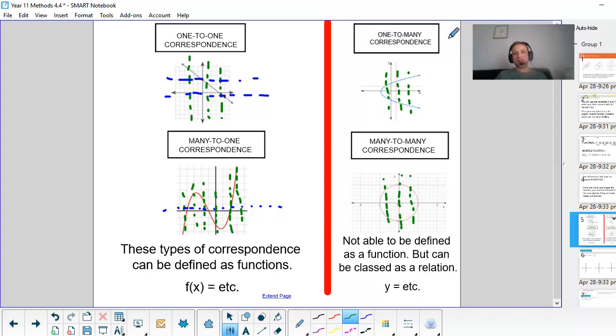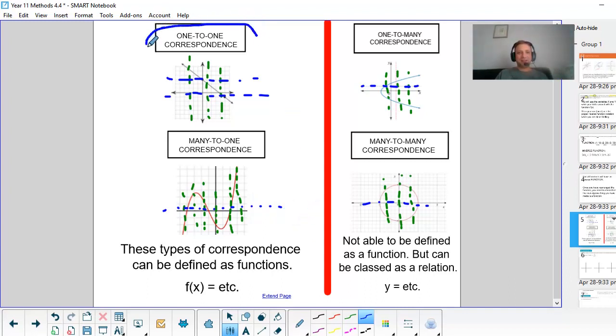This one is a one-to-many correspondence. This one's a many-to-many correspondence because this one passes this test. This one fails this test. This one hits it once. This one hits it twice. But it's all about the green lines. If I want to know whether something's a function or not, then it's got to pass that up and down test.